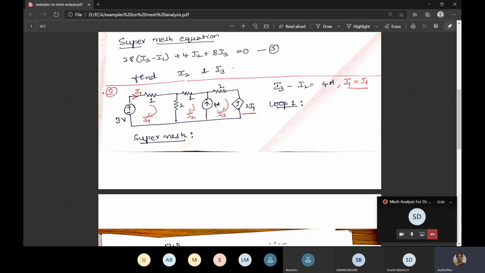And do we have a current source between the meshes? Yes, we have a current source here. It is 4 amps between the two meshes I2 and I3. So there is a super mesh here, and we'll start writing the equations. Since it is a super mesh, which current will we write first? I3, because I3 is in the direction of the 4 amps. So I3 minus I2 is equal to 4 amps is the first equation.